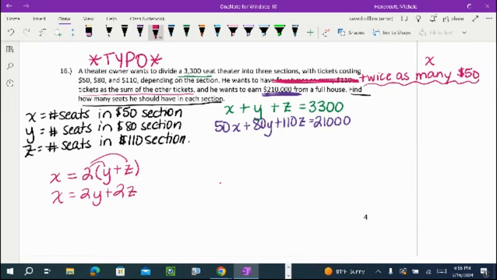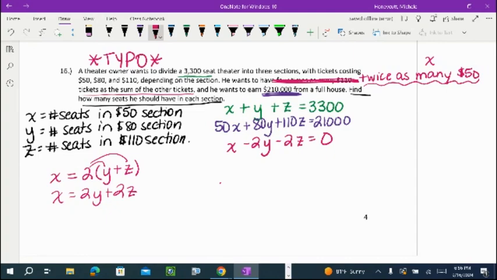But if I want to put it in my matrix, I want to make sure that all my x's are stacked and all my y's and z's. So I'm going to move the variables all to the left side. So I've got the x. I need to subtract the 2y from both sides, subtract the 2z from both sides, and then there's nothing left on the right side.